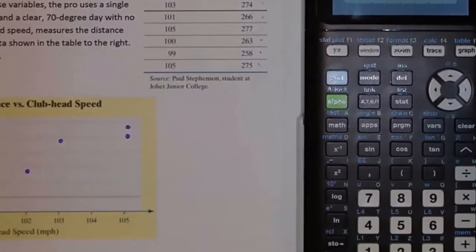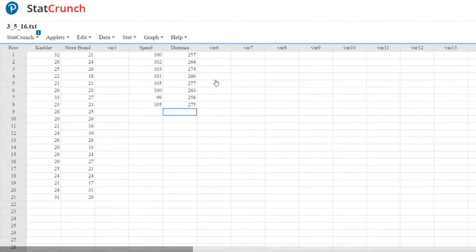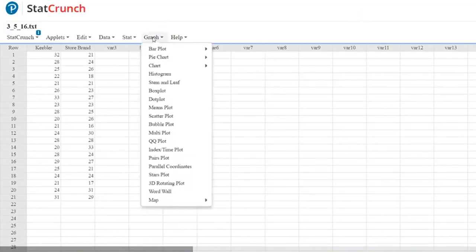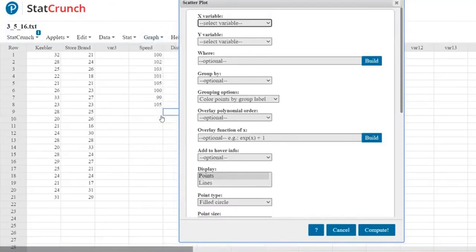Now, I could also do this in StatCrunch. I have this data in StatCrunch, so I am ready to create this scatter plot. A scatter plot is a graph, so I'm going to go to graph and choose scatter plot. Now again, our book uses the term scatter diagram. A scatter diagram, a scatter plot, it's the same thing. So I'm just going to select scatter plot.